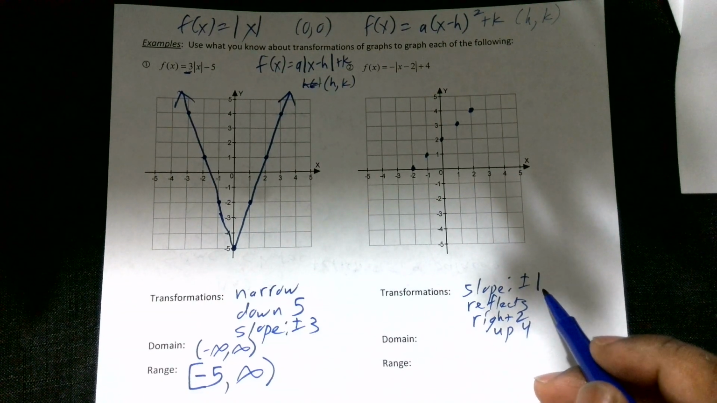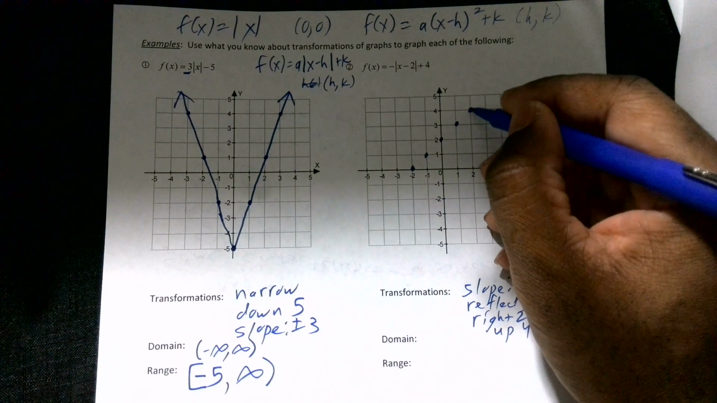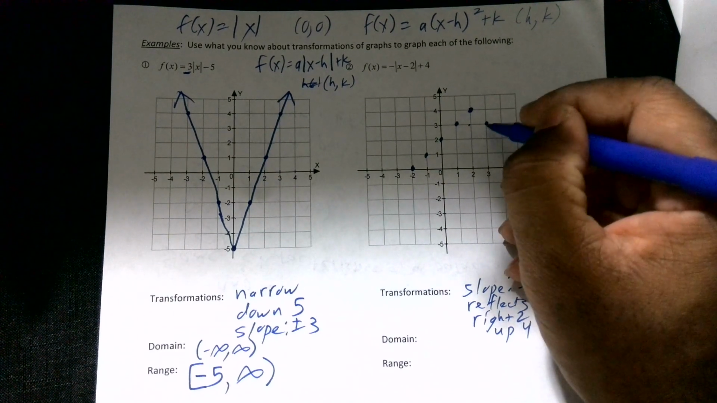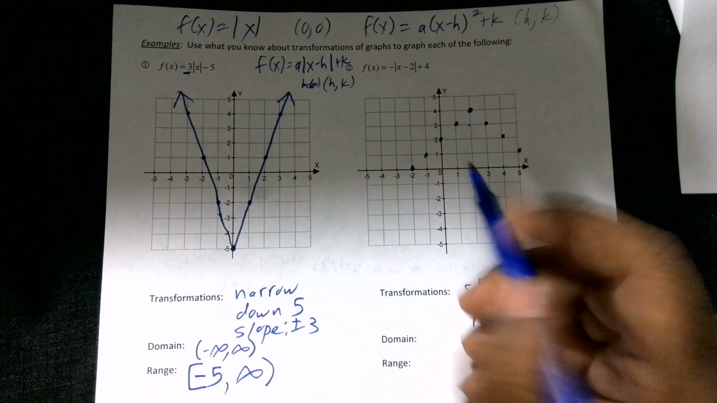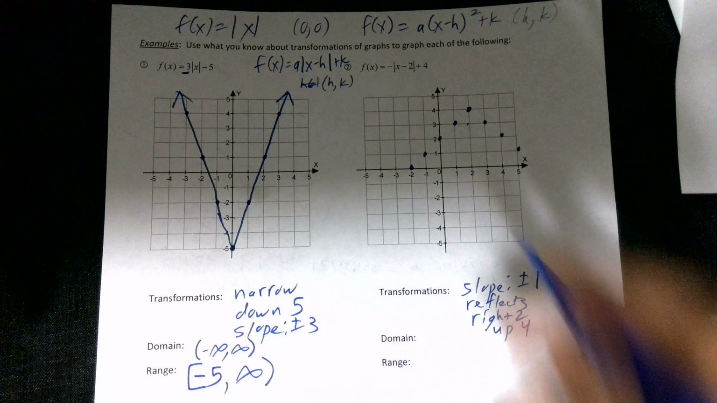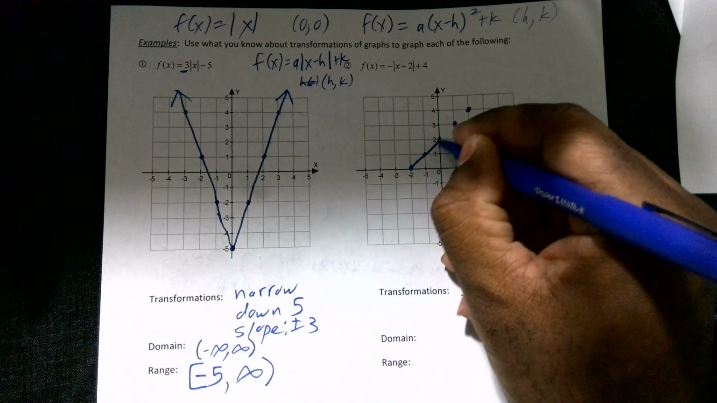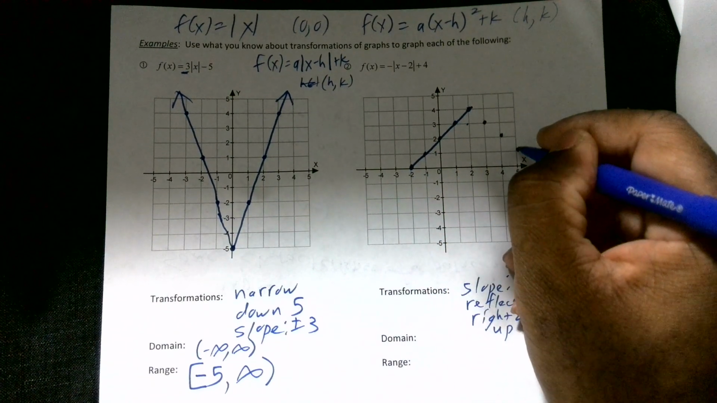But let's go here for the negative 1. Down 1 and to the right 1, and again, and again. So we really didn't need to go down here to this negative 2. But now, we can connect these points.